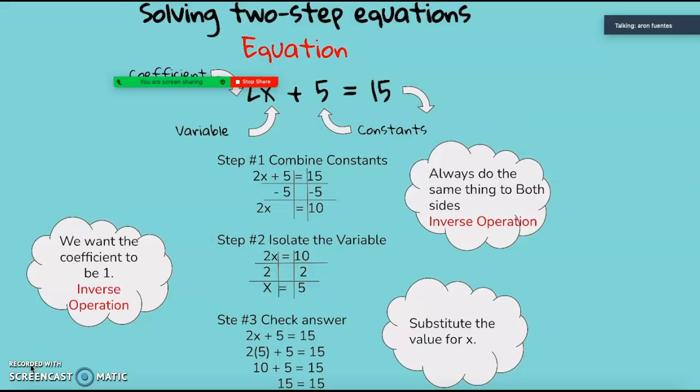Now step 3 will be to check my answer. The first thing I do is write down the original equation, 2x + 5 = 15. And then I do substitution. I substitute my value, 5, for x, and 2 times 5 gives me 10, plus 5 is 15. Well, 15 equals 15 is a true statement.